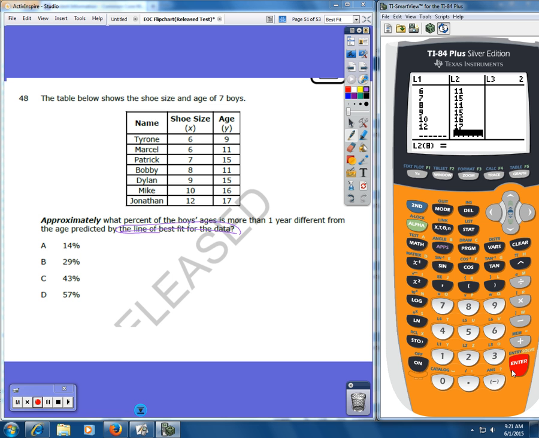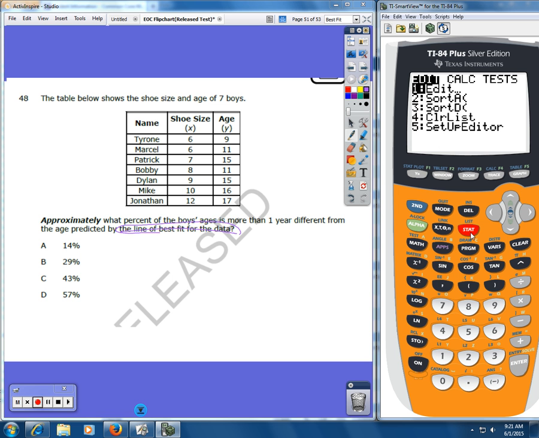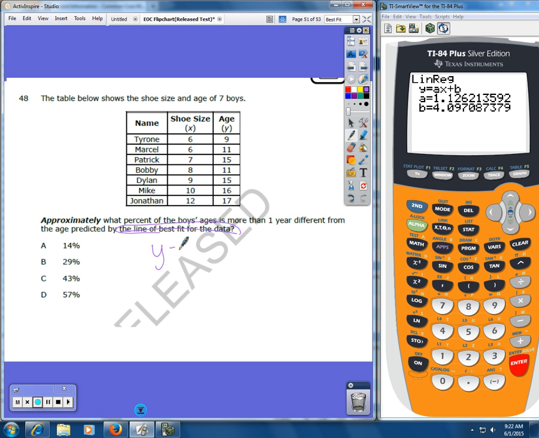Okay, now we're looking for the line of best fit, and the way that we find that is to go to Stat, scroll right to Calc, and select number 4, Lin Reg. All right, and then we're going to use that and write our line of best fit. So y equals 1.13x plus 4 point. Now the 7 here makes this round up to 4.1.